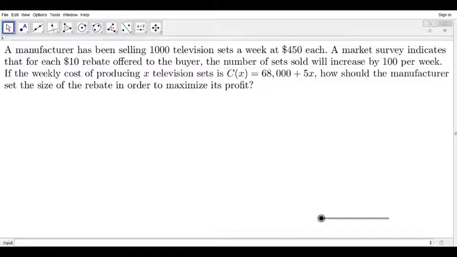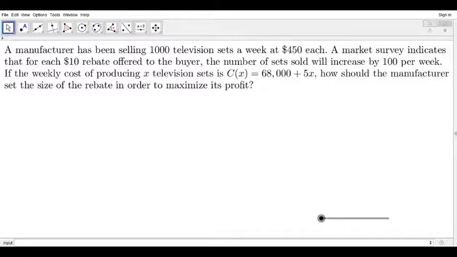The second thing, this isn't just a single store to be able to sell 1,000 television sets. So let's assume it's a factory or a big retailer to be able to process such a big quantity.